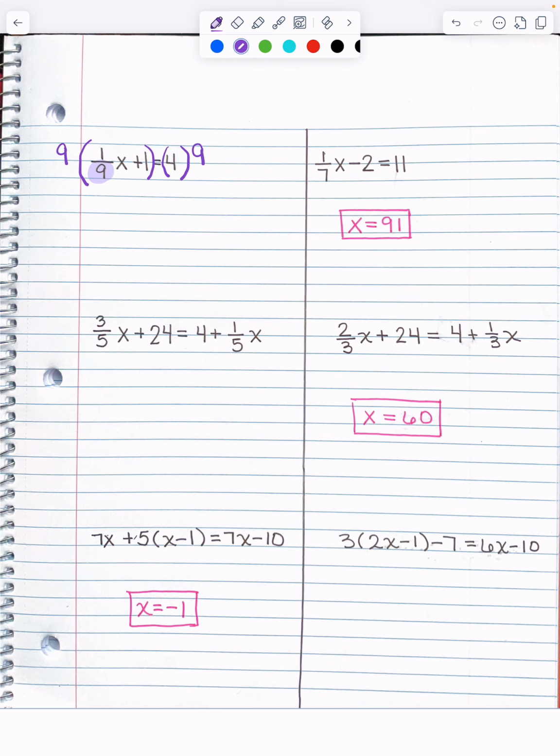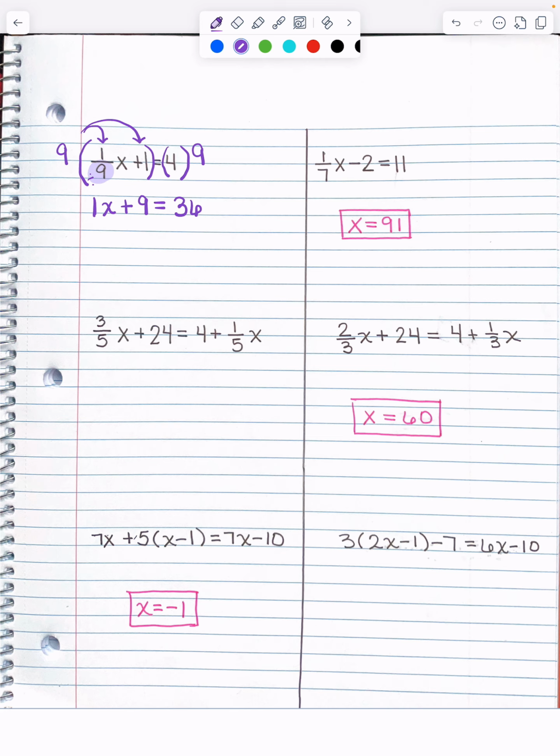Now, using distribution, 9 times 1 would be 9, and then 9 divided by 9 would give us back 1. So that converts to 1x. Now I've got 9 times positive 1. That gives us positive 9. On the other side of the equation, 4 times 9 makes 36. Now, although my numbers are larger, I've done exactly what I said I was going to do. I don't have a fraction anymore. So we've just eliminated that denominator, or we've just made the fraction bigger.